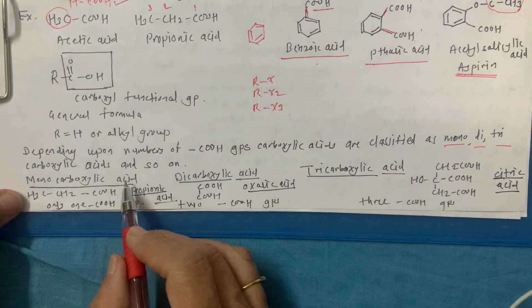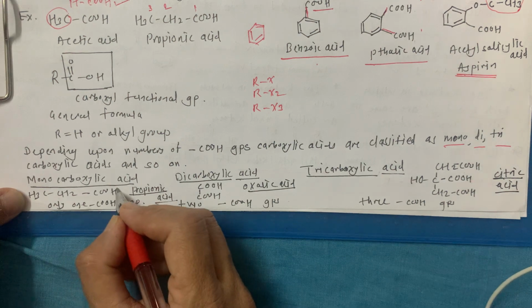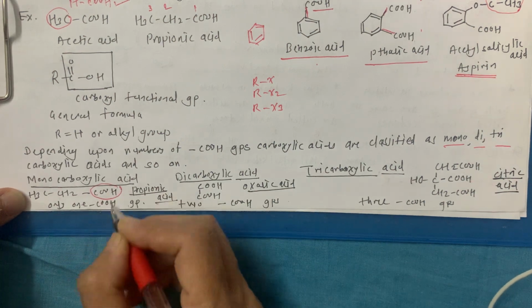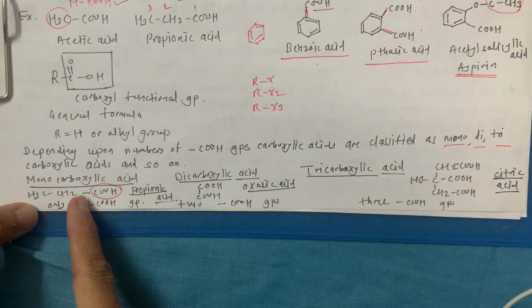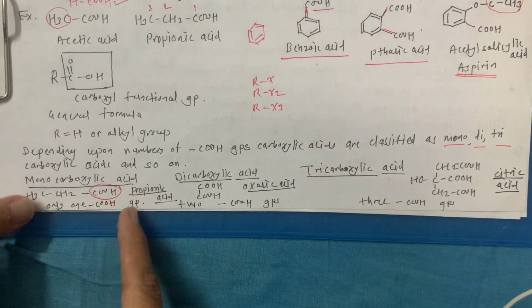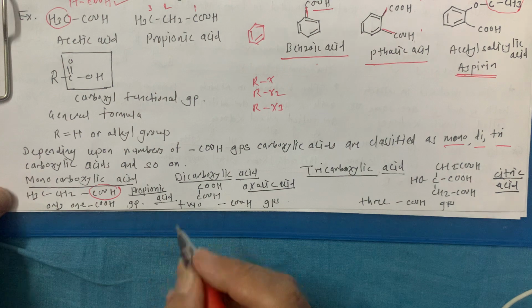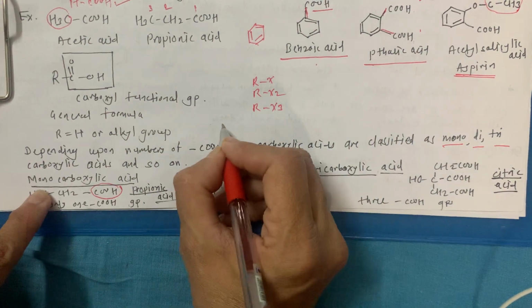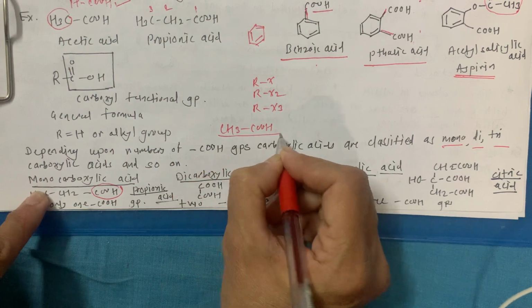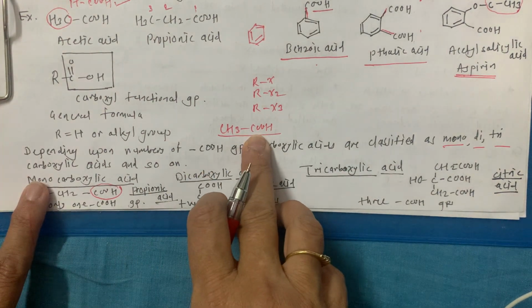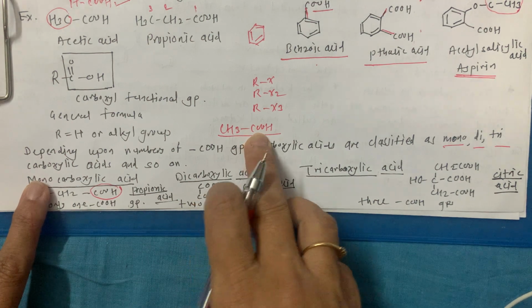So what is a monocarboxylic acid? Only one COH group. The example is propionic acid, only one COH group. Even acetic acid, CH3COH, this is also a monocarboxylic acid.